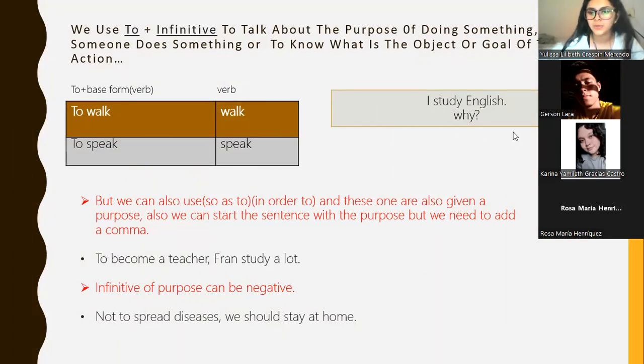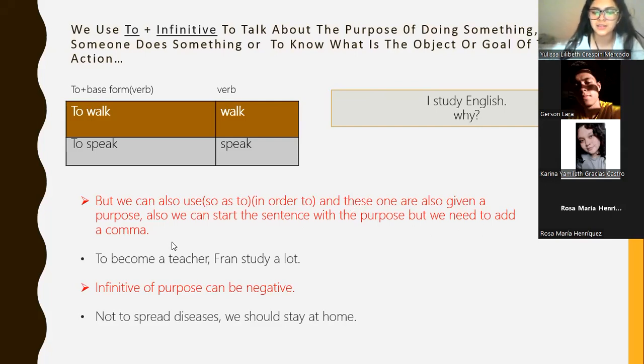Here we have a question that says, I study English, but why do you study English? So when you give a reason, that one is the infinitive of purpose. In this case, to watch movies or to get a good job. But we can also use so as to or also in order to. And those ones also give a purpose.